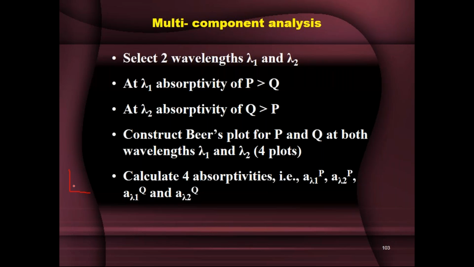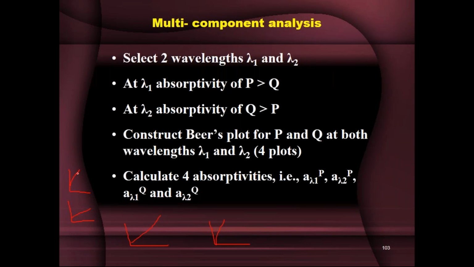So maybe you will get a curve like this at lambda 1 for P. Similarly, at lambda 2 for P, you may get a curve like this. For Q, you will again have 2 plots, one at lambda 1, maybe you get a curve like this, and at lambda 2, you may get a curve like this. These are all straight lines. I have not been able to draw it straight.